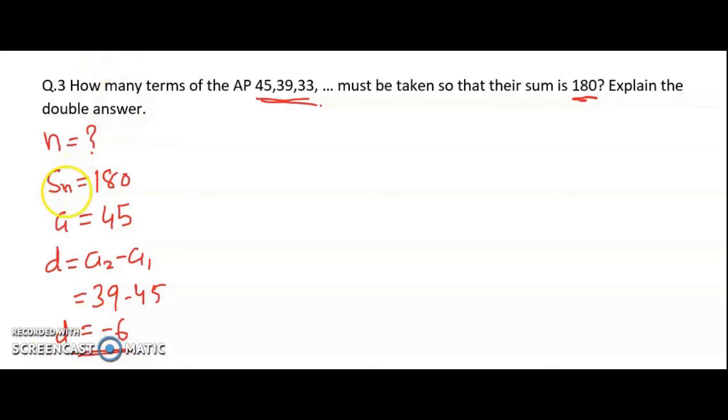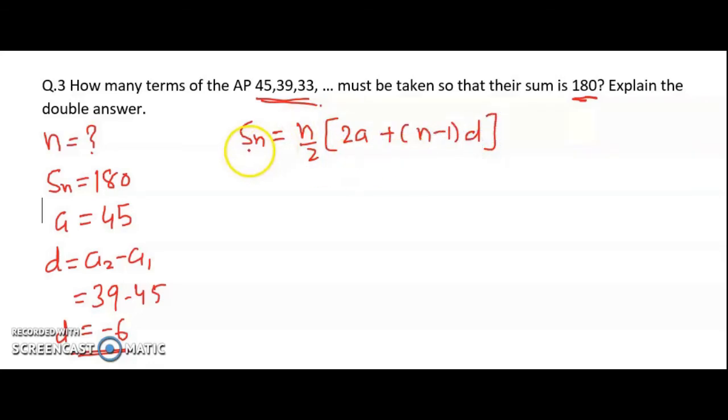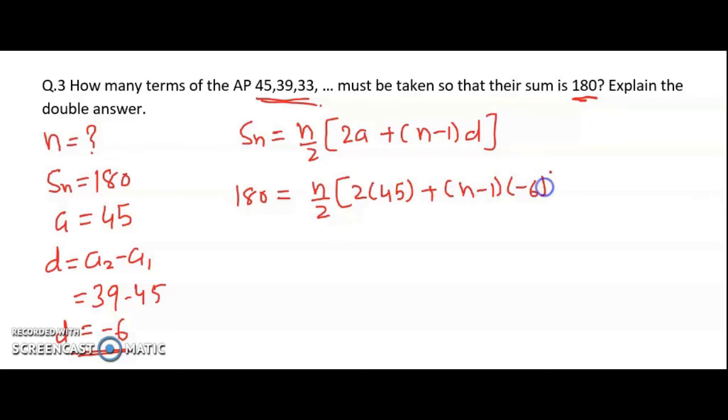Now to find the value of n, we will put in the formula of Sn. Sn equal to n by 2 into the bracket 2a plus n minus 1 d. The value of Sn is given, 180 equal to n divided by 2 into the bracket 2, a is 45, plus n minus 1, and d is given, minus 6. So if you simplify this equation, these 2 will multiply with 180, so you get 360 equal to n.